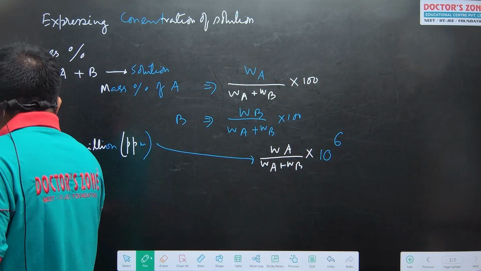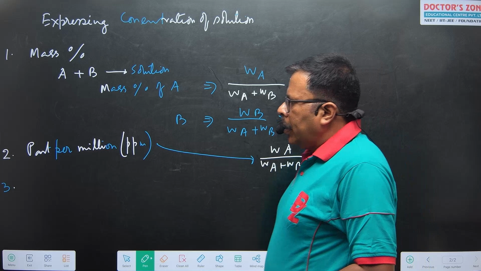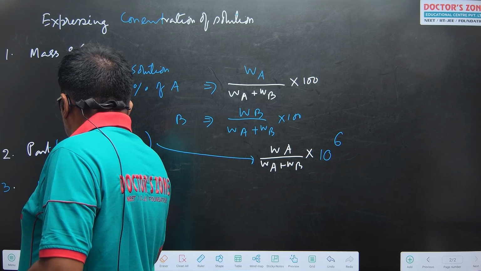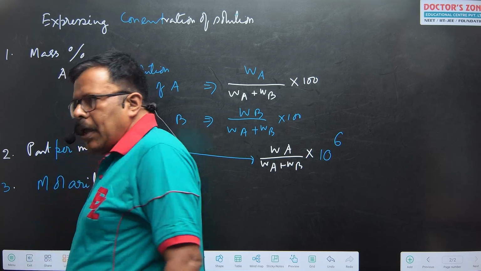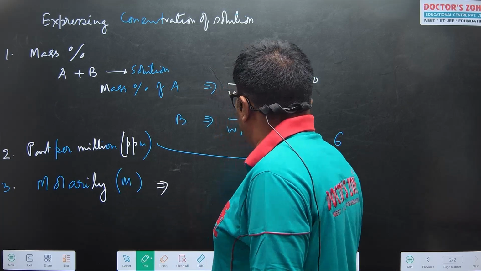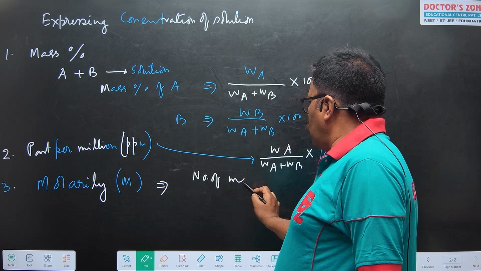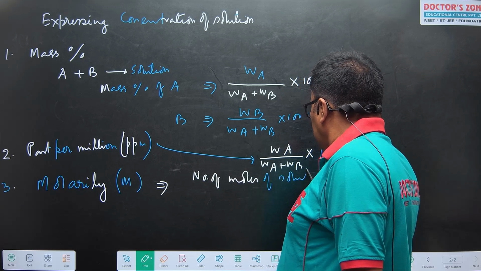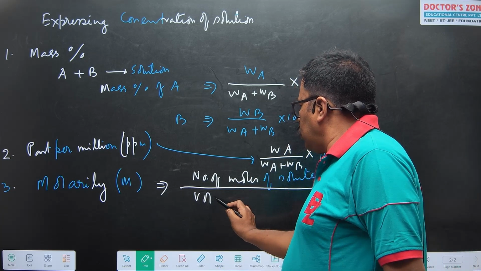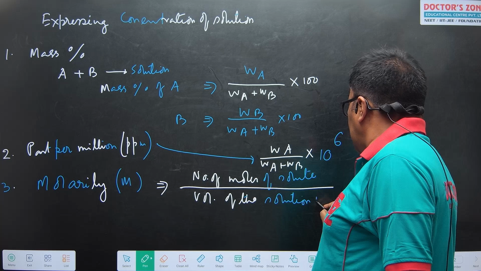Okay. Then another way of expressing concentration, very common, that is your molarity. Molarity, which is capital M. So what is the definition of this? Definition is molarity, number of moles of solute divided by volume of the solution in liters.